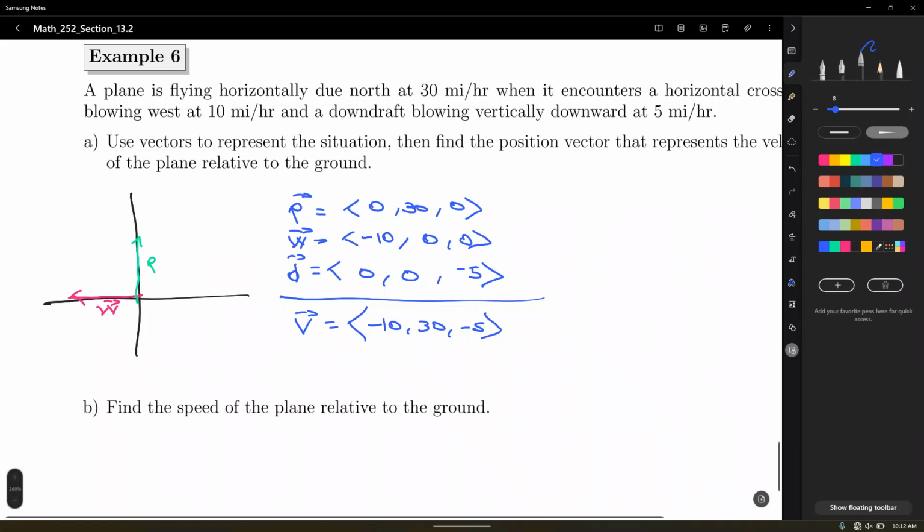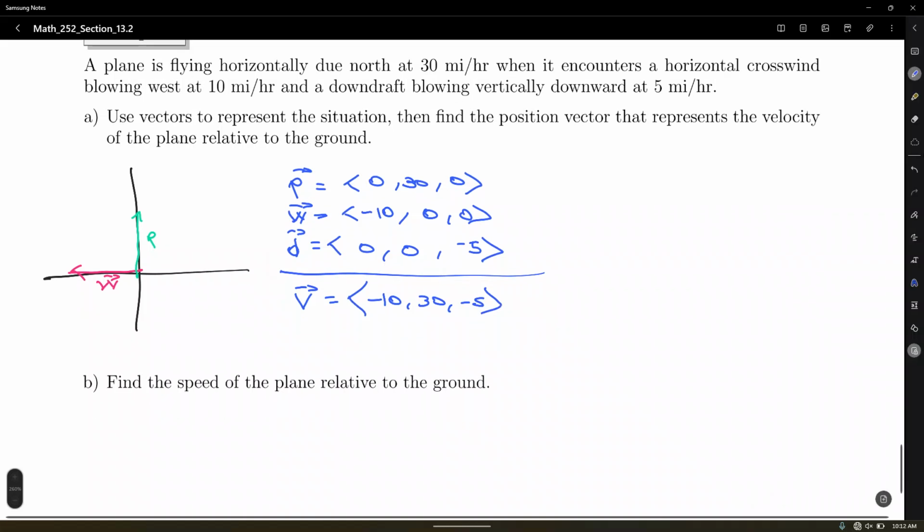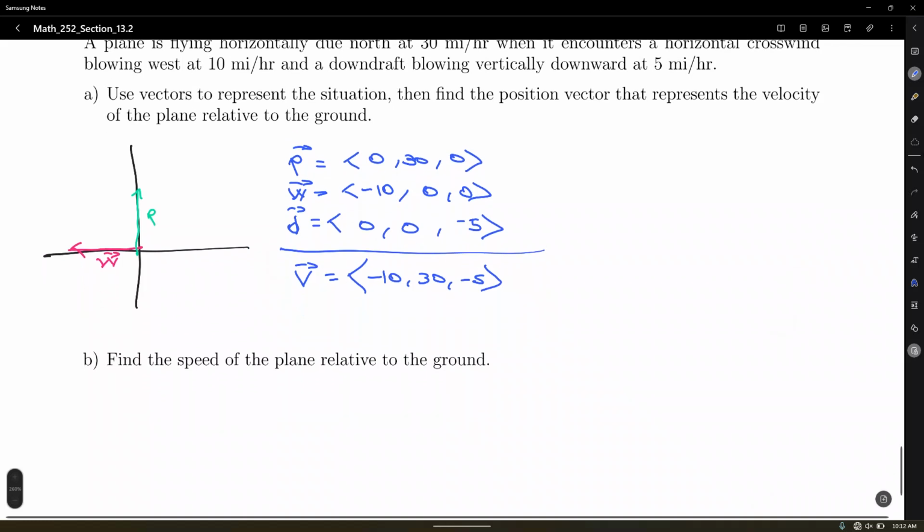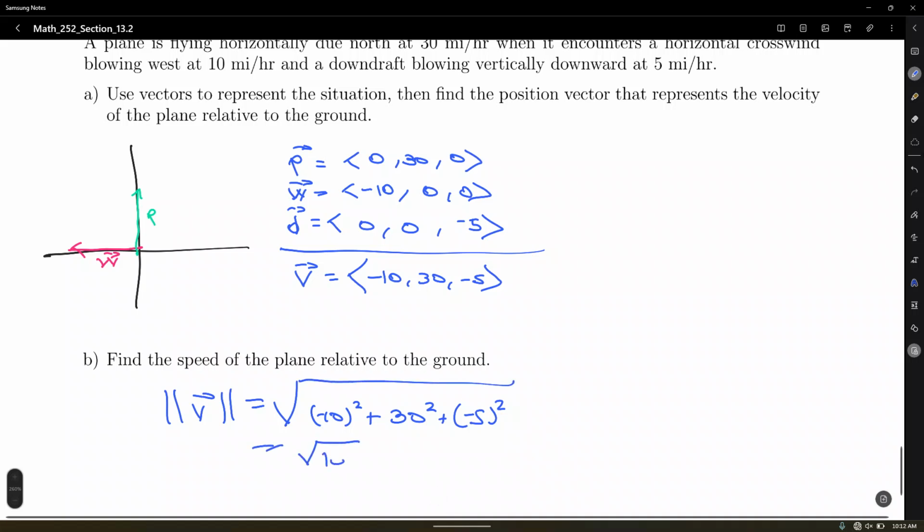So find the speed of the plane relative to the ground. Now they're asking us for the magnitude of that velocity. The magnitude of V equals the square root of (-10) squared plus 30 squared plus (-5) squared. And that's going to give us a result of the square root of 1025. I don't have the result in decimals, but you can figure it out using a calculator.